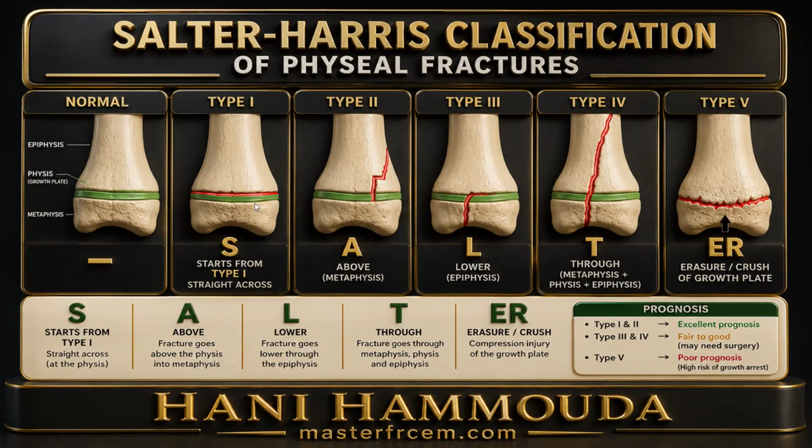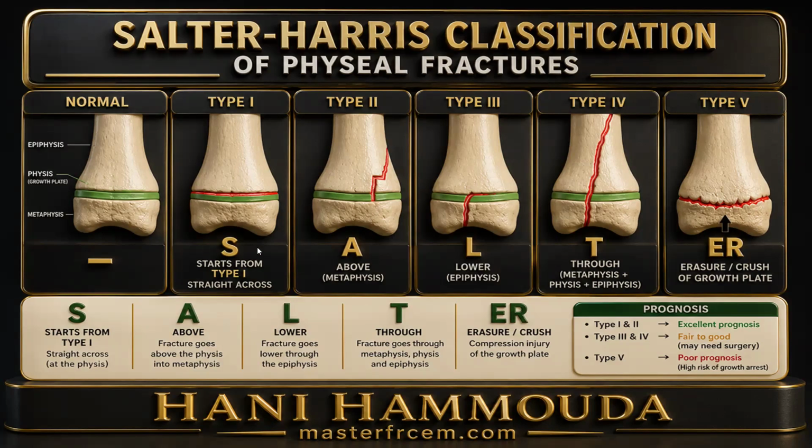Type 1 means S. So S starts from type 1. What does S mean? The fracture is straight across the growth plate. Easy? Straight across the growth plate, or physis. Growth plate means the physis. So if the fracture goes straight across the physis or growth plate, that is type 1.